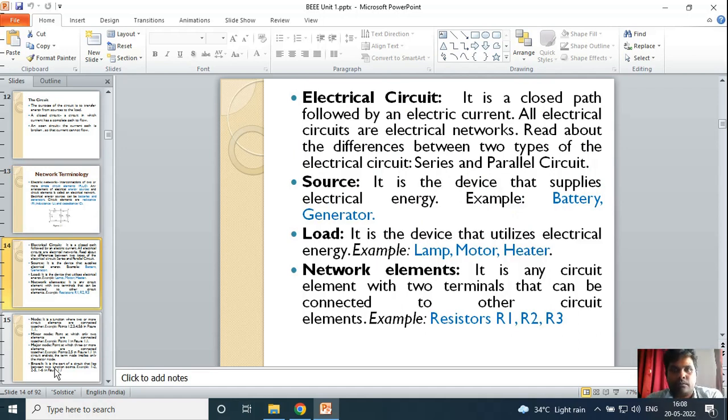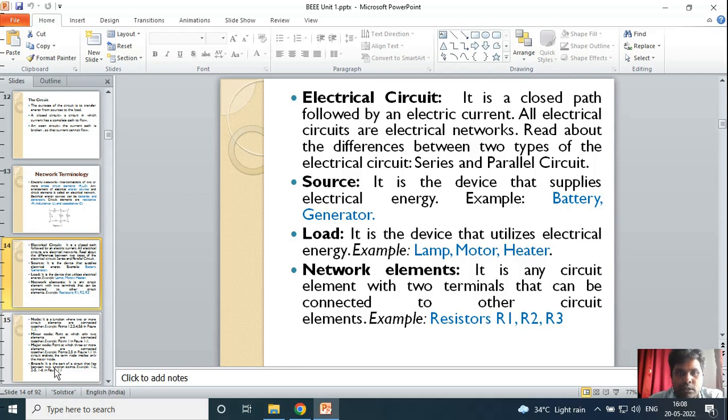In any kind of circuit, the source is a very important thing. A source is nothing but a device that supplies electrical energy. Example: battery, generator. Then the next one is, what is meant by load? Load is the utilization of electrical energy. Examples: lamp, induction motors, any kind of AC as well as DC motors or special electrical machines, heater. These utilize the electrical energy.